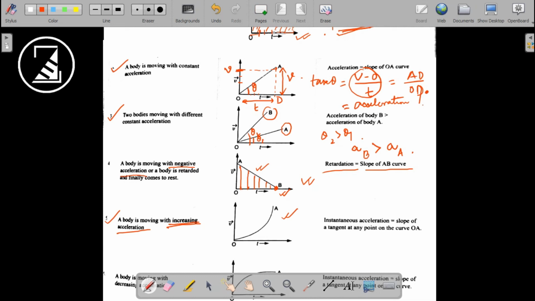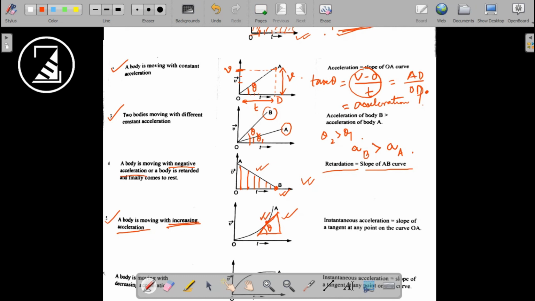And if we want to find acceleration at any instant, suppose at this instant we want to find instantaneous acceleration, we have to draw a tangent at this point. And slope of this tangent will give us instantaneous acceleration at this point.